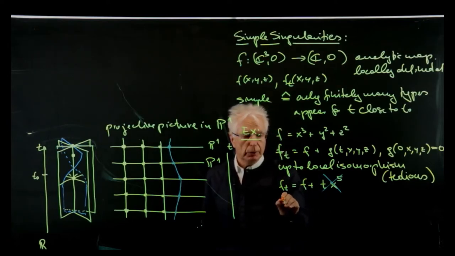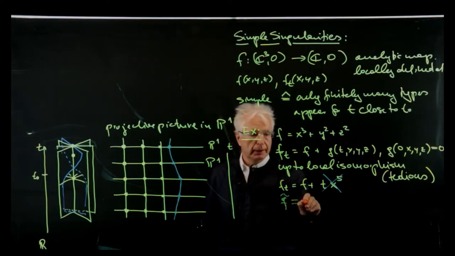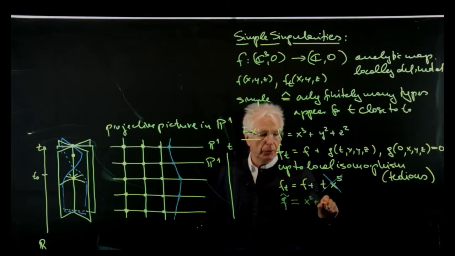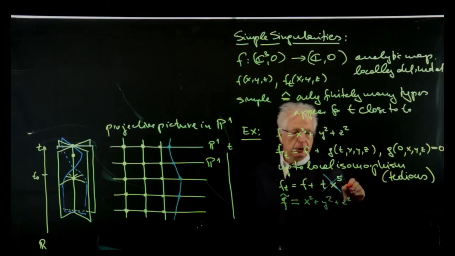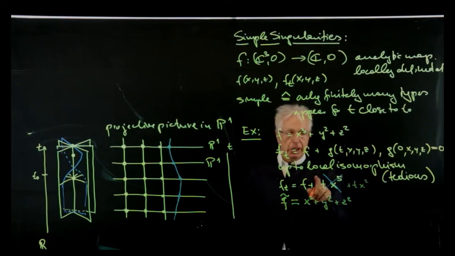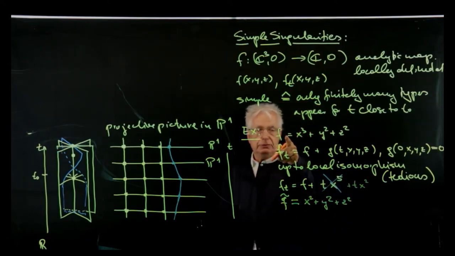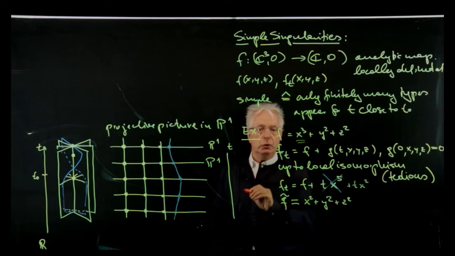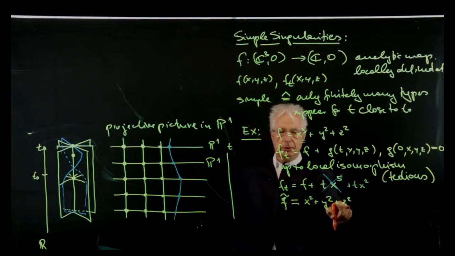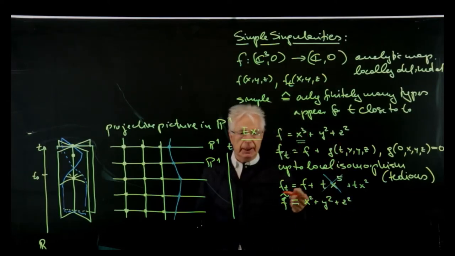So you could get, maybe I write f tilde. One thing you could get is x squared plus y squared plus z squared. Okay. So what would be f_t? You add plus t x squared. Now, when you take t equals 0, you get f. But if you take t different from 0, then by coordinate change, you may kill this x cubed. And you are left with x squared plus y squared plus z squared. That's a little bit the idea behind.